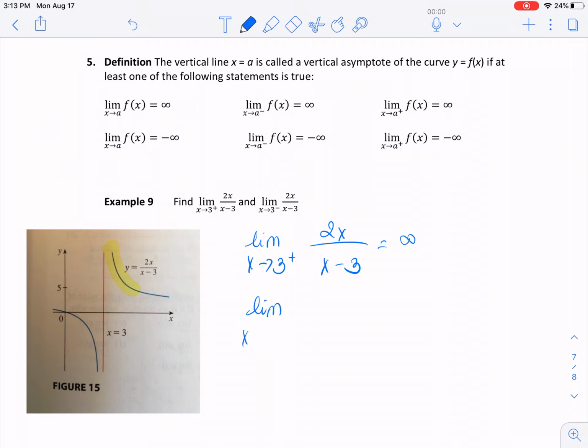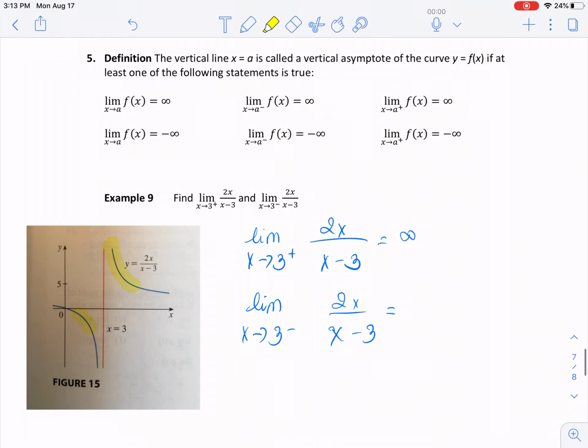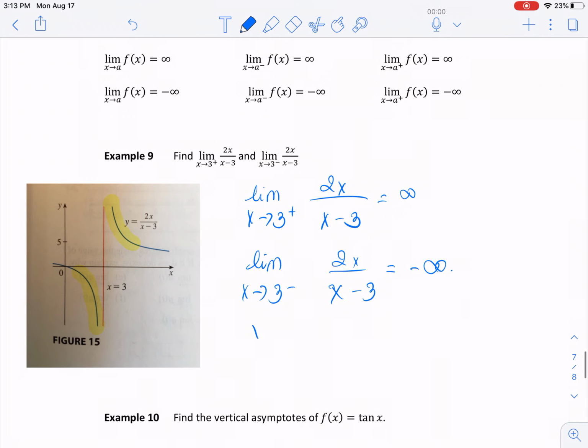The left, x approaches 3 from the left. Now we're looking at this part. And you can see that it goes to negative infinity. Okay, so we do have the line x equals 3 as the vertical asymptote. So x equals 3 is the vertical asymptote.